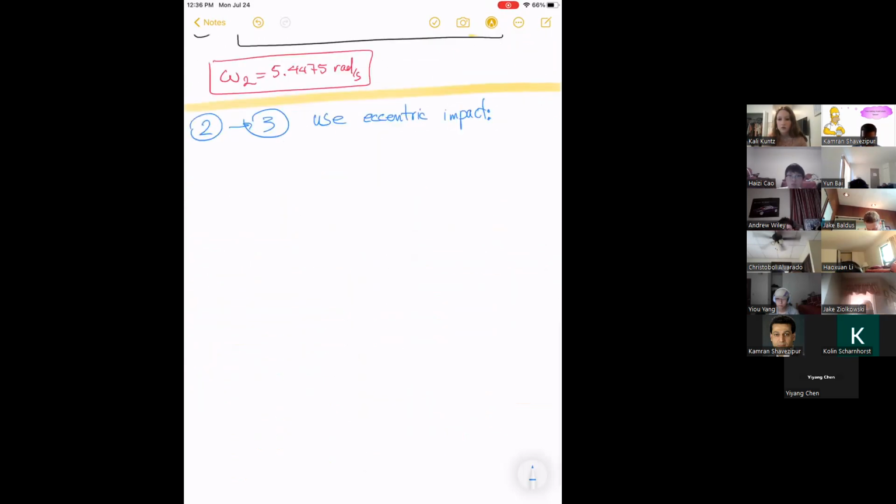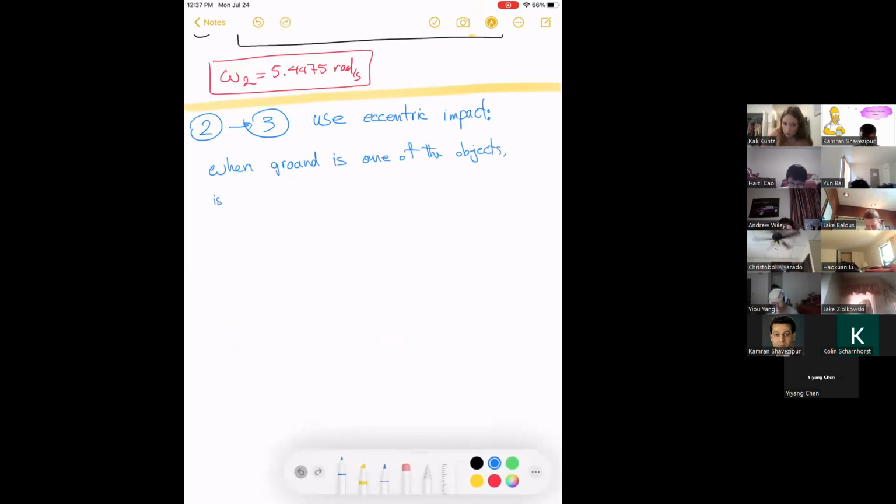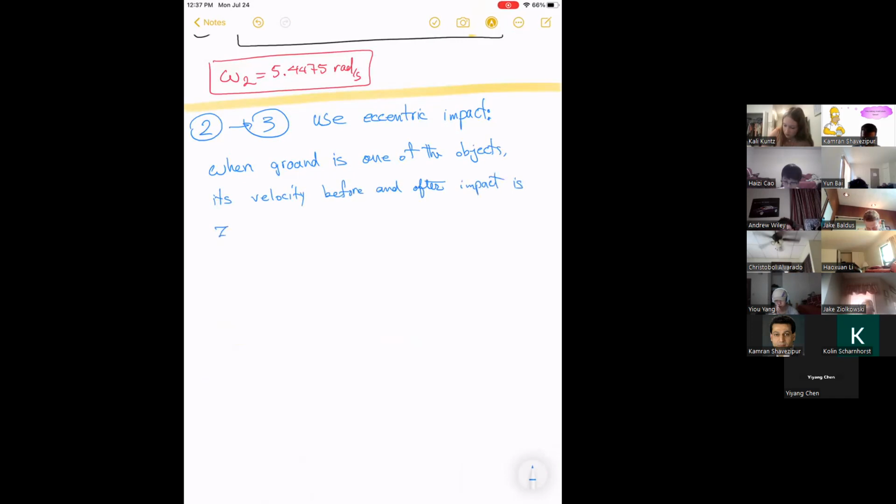So I'm going to write again here, when ground is one of the objects, its velocity before and after impact is 0, which means you don't have to calculate its velocity. You lose one unknown.